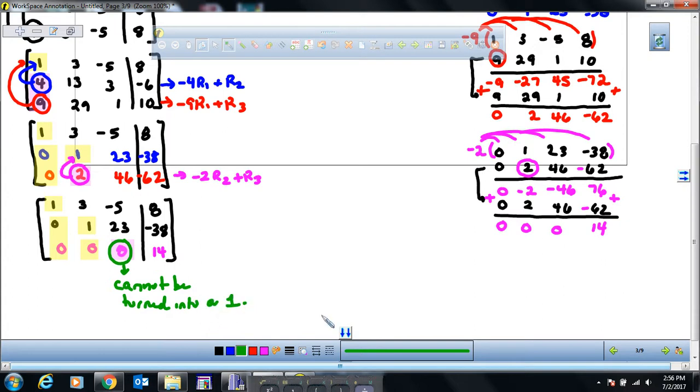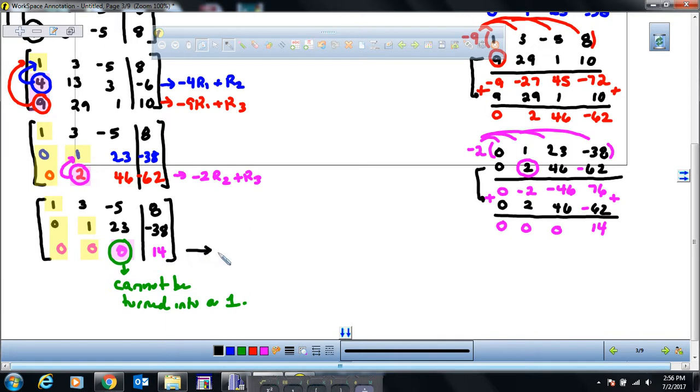What does that mean? Since it cannot be turned into a 1, this is one of the special cases that we covered back in section 8.1. When you get 0, 0, 0, that means that all of the variables, the x, the y, and the z, canceled out. And this was the deal. When all of the variables cancel out, that means that this system has either no solution or infinitely many solutions.